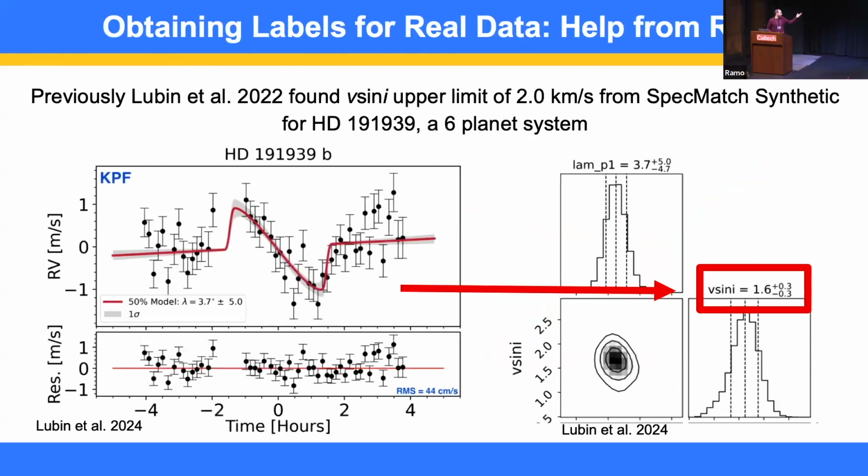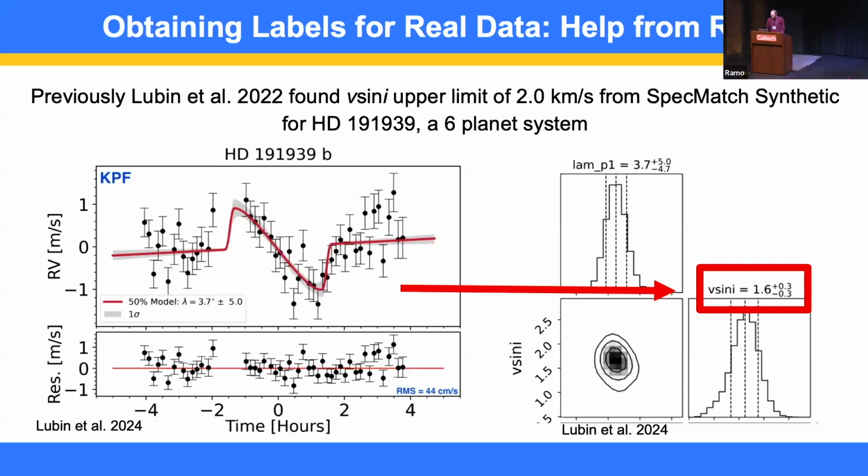So this is a star that's very near and dear to my heart. I worked on a paper a couple years ago where we measured the V sin I from SpecMatch. It gave us a 2 kilometers per second upper limit. That was great, but we went after it with the Rossiter-McLaughlin measurement. We got a really good aligned orbit, which is nice. However, we also kind of for free in the model get a V sin I measurement, which is not only consistent with the previous one, but also the error bars now are smaller, and we can work with this now.